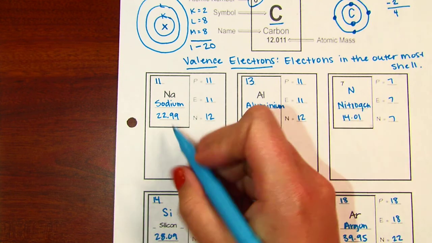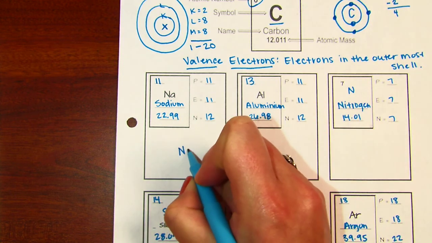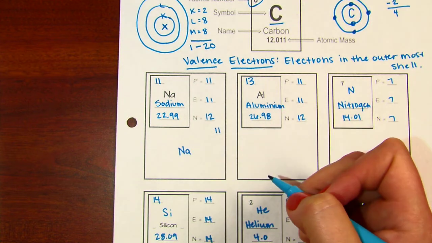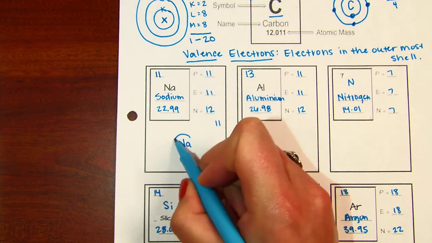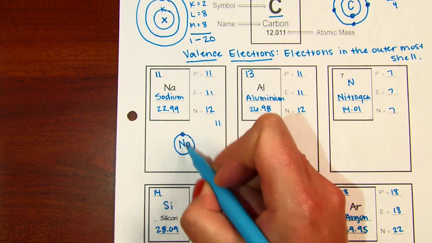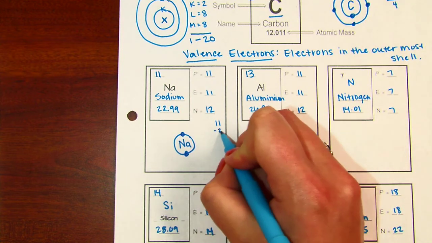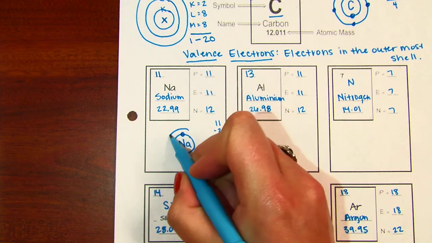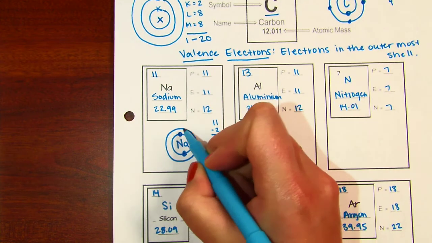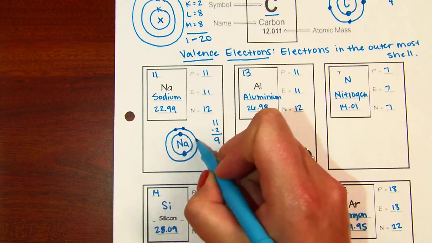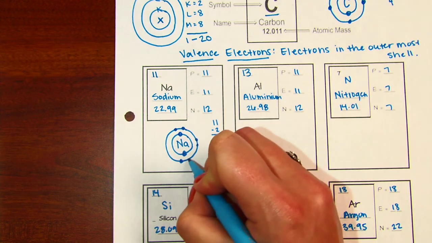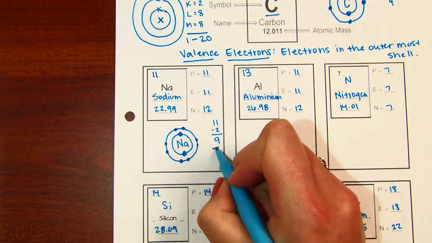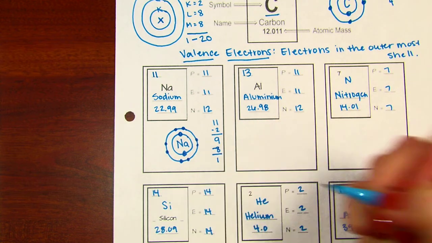So let's start our Bohr diagram. Starting with the symbol in the middle, Na, I know that it has 11 electrons that have to be placed in orbitals. My first orbital can hold 2 electrons total. So I'm going to subtract 2, and I have 9 left over. My second orbital can hold up to 8 electrons. 1, 2, 3, 4, 5, 6, 7, 8. I just put 8 more electrons in a home, and I have 1 left over.